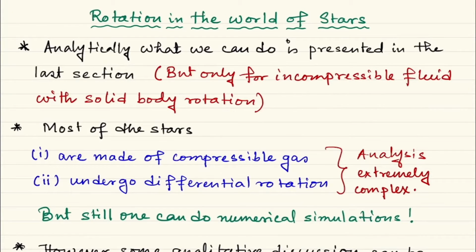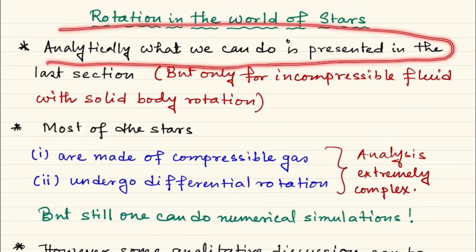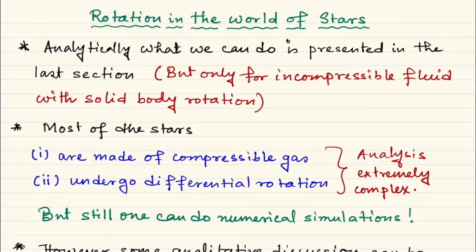Now in this lecture, we will simply try to do some qualitative discussion, while doing some small analytical things. We will try to extract some qualitative information about the importance of rotation in different stellar objects. As I just said, the analytical treatment we presented till now is only for incompressible fluids and solid body rotation.